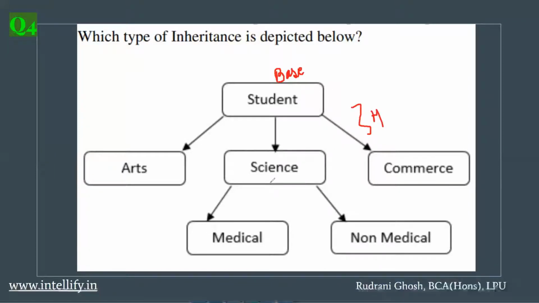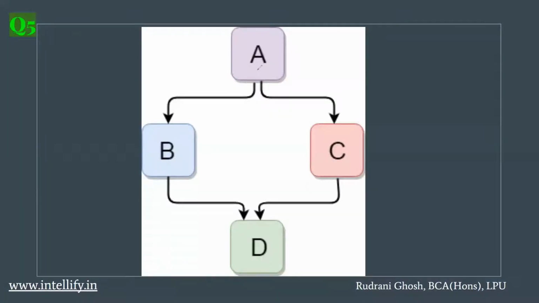Again, from science, we are deriving two separate classes, that is medical and non-medical. So this also is a kind of hierarchical inheritance. Since we are showing hierarchical inheritance twice and simple inheritance also, this is the reason this is a kind of hybrid inheritance. Here A is the base class because A has not been derived from any other class, whereas B and C have been individually derived from A. So this shows hierarchical inheritance.